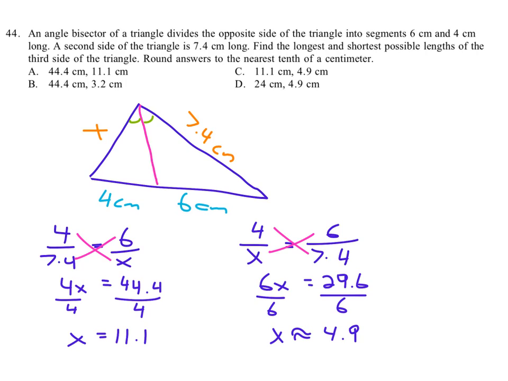Okay, so that's the idea, that this 7.4 side could have matched with the longer of the two sides that it split off, or with the shorter side. You've got to set it up as both. So then we have x could either be 11.1 or it could be 4.9. And where is that? That's answer C.